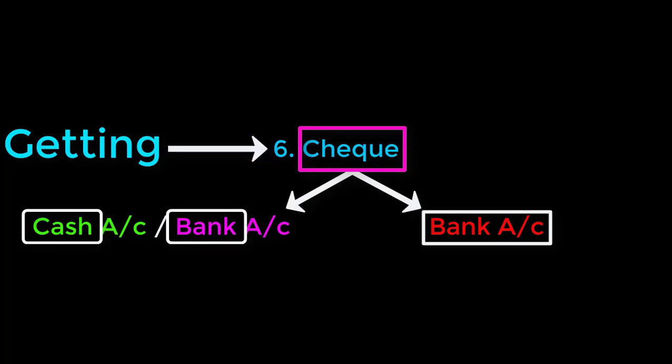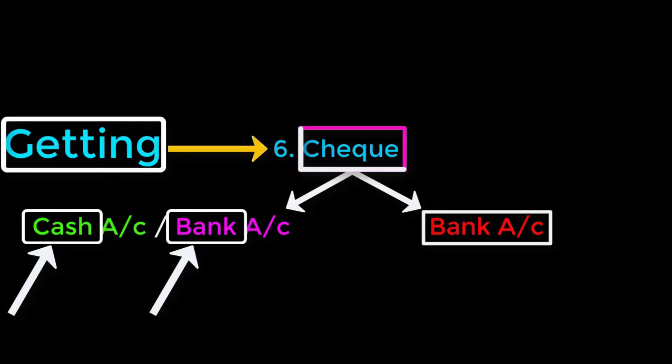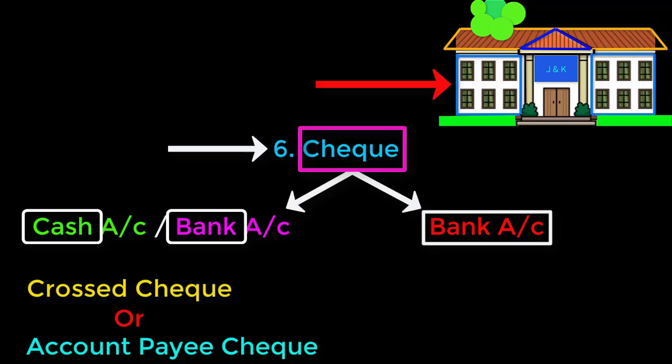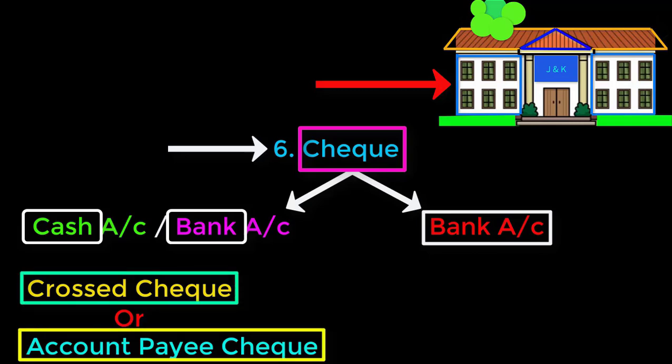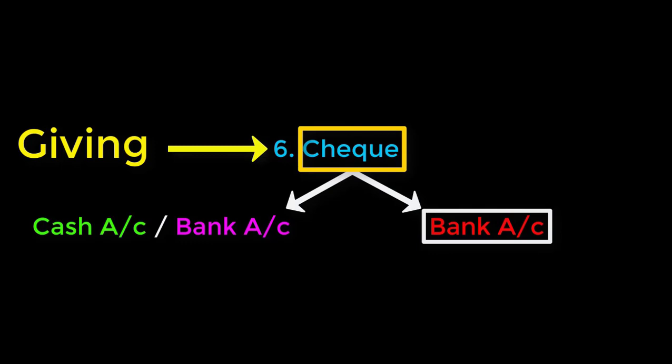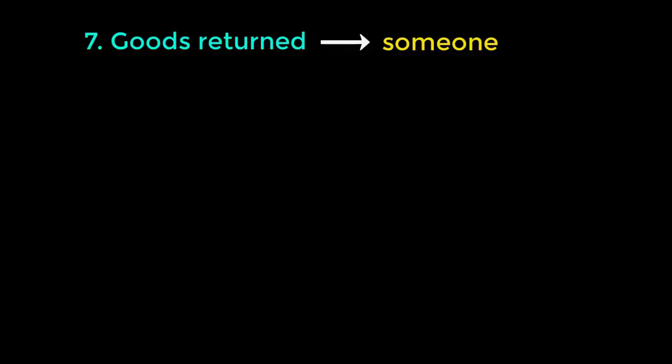Now again the question is, when will you write cash account for getting a check, or when will you write bank account for getting a check? If the company gets a cross check or account payee check, then you will have to write bank account. And if you do not get this word cross check or account payee check mentioned in the transaction, then you will have to write cash account. Okay? On the other hand, for giving a check, you will have to write bank account only instead of this word check. Number 7.